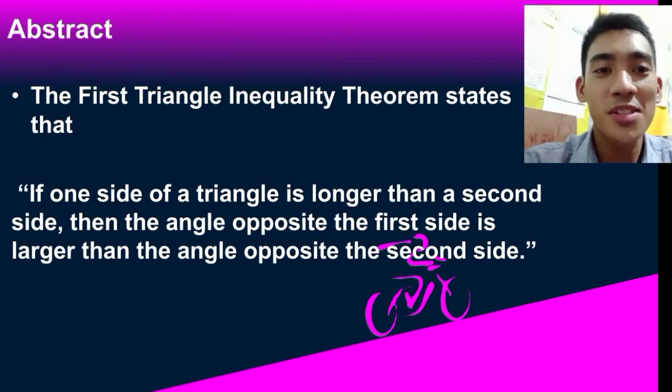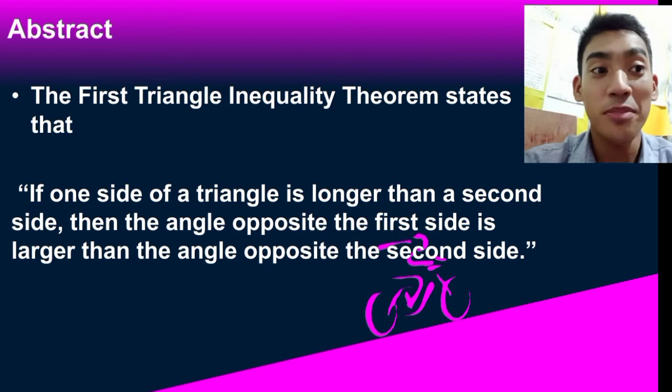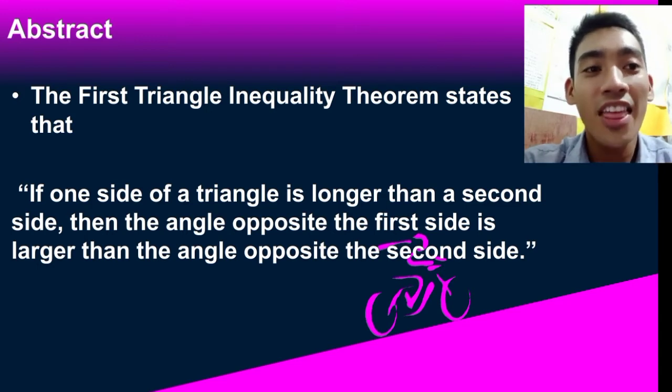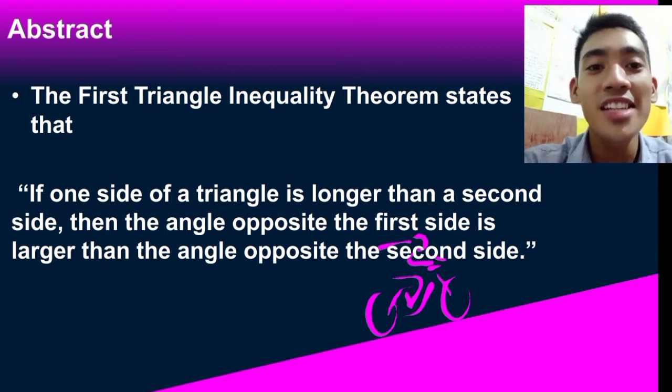This time, let us go thoroughly to our discussion. This triangle inequality theorem has 3 statements. The first is that if one side of a triangle is longer than a second side, then the angle opposite the first side is larger than the angle opposite the second side.